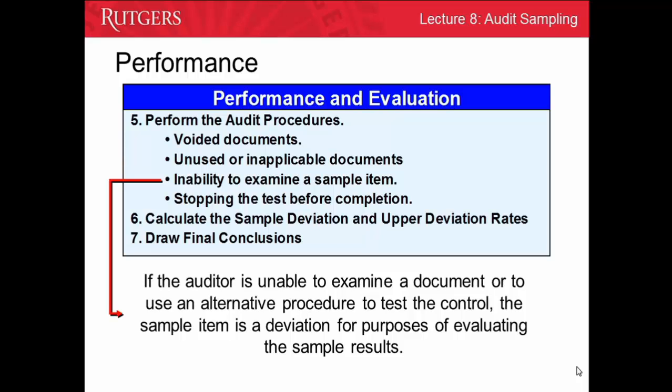Sometimes the auditor may not have the ability to examine a sample item. Auditing standards require that the auditor consider the effects of not being able to apply a planned audit procedure to a sample item. For most tests of controls, the auditor examines documents for evidence of the performance of the control. If the auditor is unable to examine a document or to use an alternative procedure to test whether the control was adequately performed, the sample item is a deviation for purposes of evaluating the sample result.